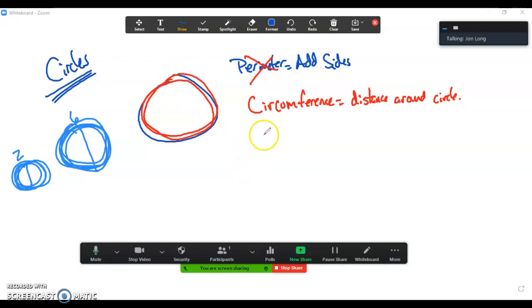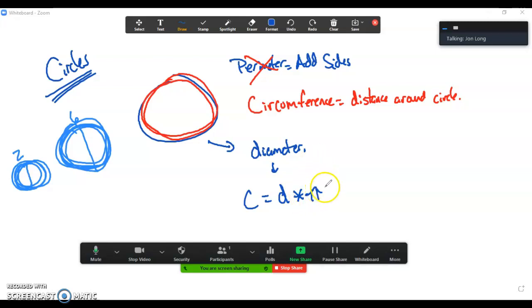Let's get to it. How do I do circumference? In order to do circumference, you need to know what the diameter is. You need that for the formula. Here is circumference. Circumference is the diameter times the number pi.